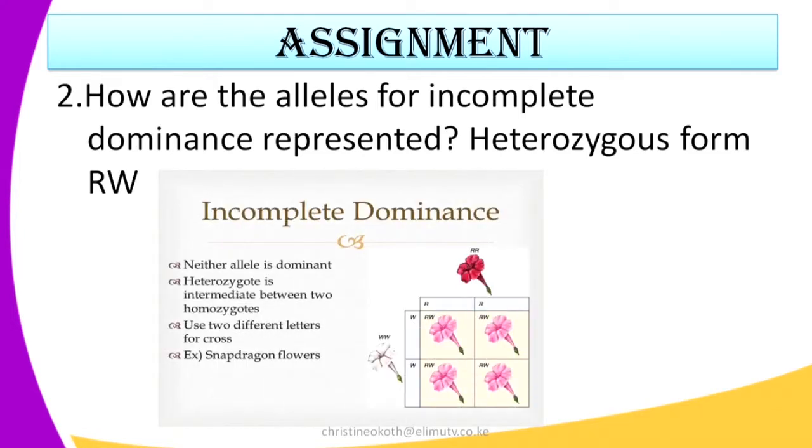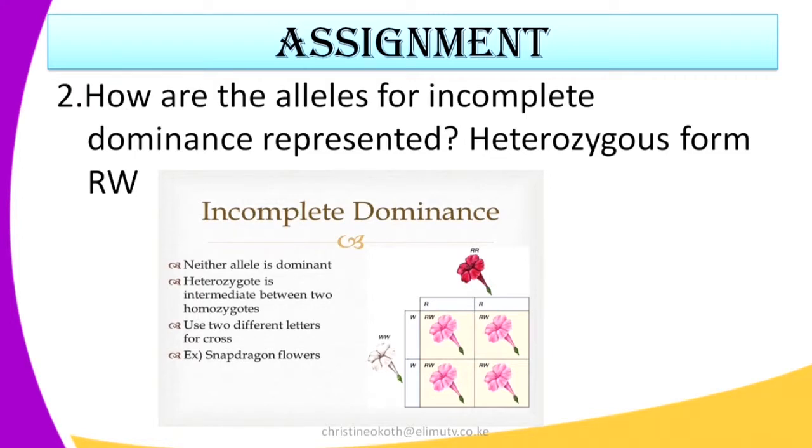Question number 2. How are the alleles for incomplete dominance represented? They are represented in a heterozygous form. For example, we have the red and W, both of them. So in incomplete dominance, neither of the alleles is dominant. As in the example, we have a red flower and a white flower.